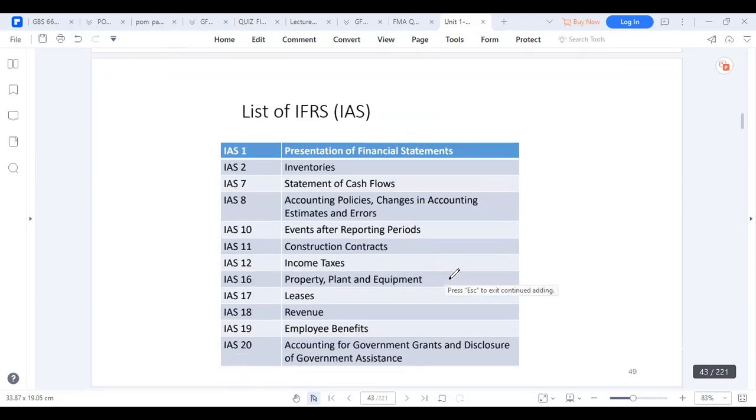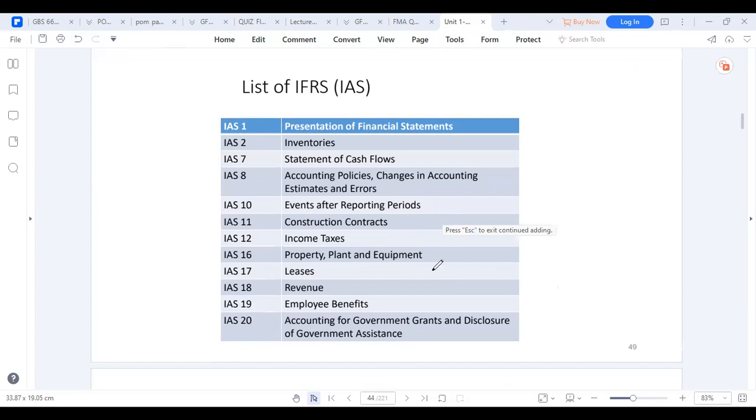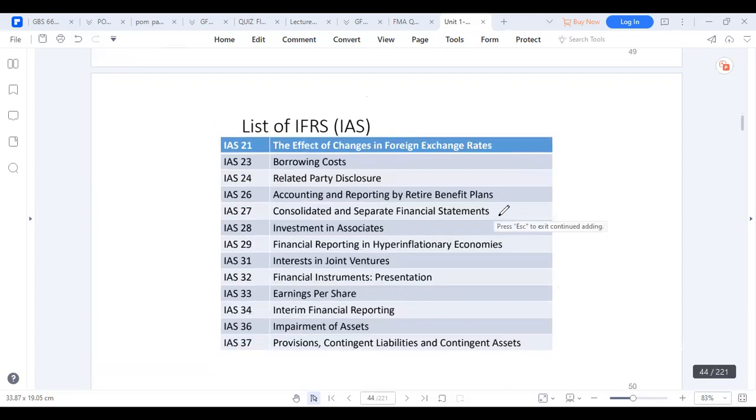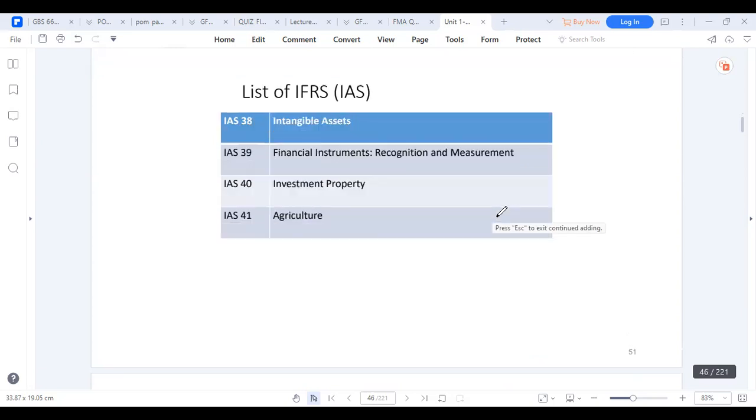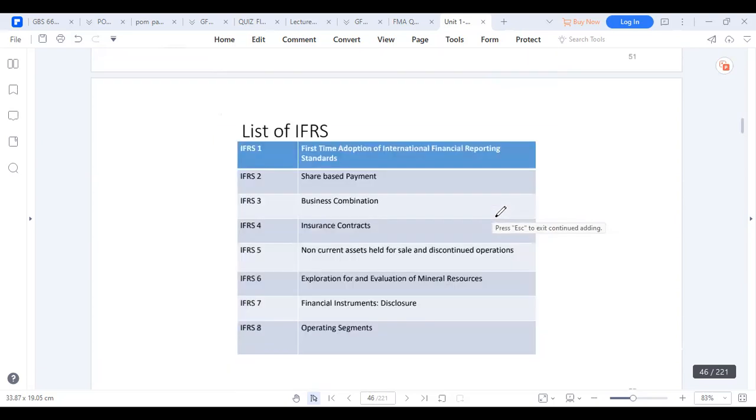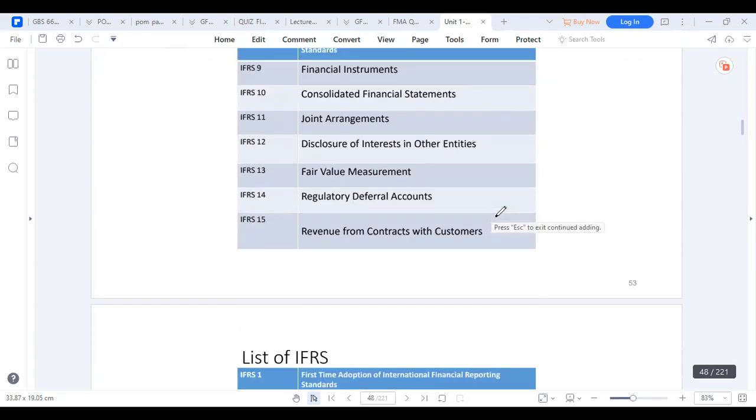So here is a list of them. There are a number of them. Standard 2 looks at inventory, Standard 7 looks at cash flows, Standard 10 looks at events after the reporting period. These ones are just to mention. There are a number of them, and you don't need to master them. These are as many as they can be.